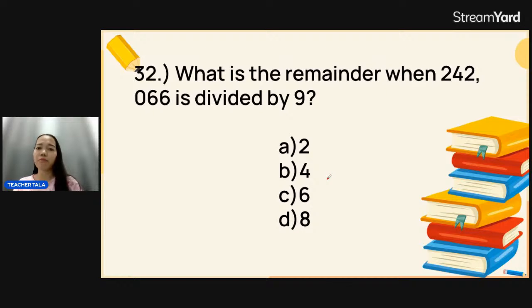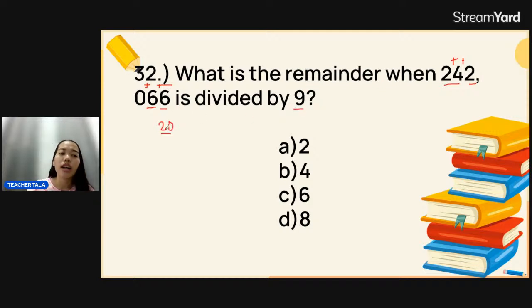Okay, we have number 2. What is the remainder when 242,066 is divided by 9? Again, sa divisibility rule ng 9, you just have to add or find the sum of all the digits in the number and then you try if it is divisible by 9. So we just have to add 2 plus 4 plus 2 plus 0 plus 6 plus 6. So 2 plus 6, 14 plus 6, it's 20. Is 20 divisible by 9?